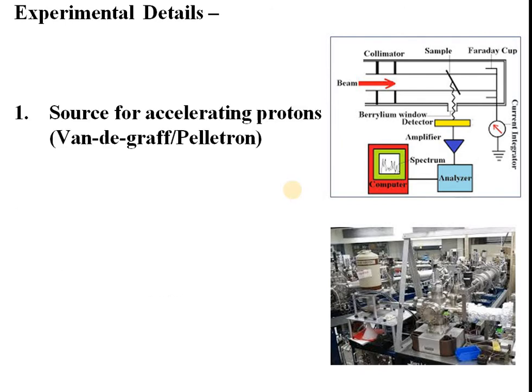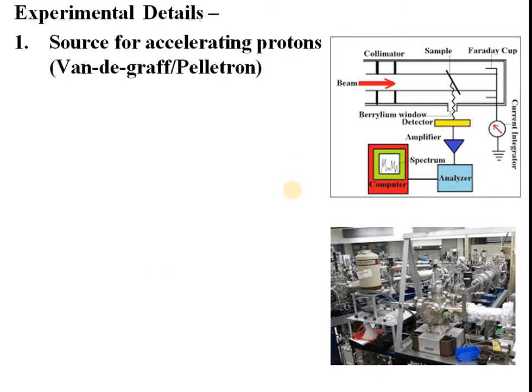Some other details are also given here. How do you get the protons? You usually get the protons from a Van de Graaff or from an accelerator. In India there are various universities which operate PIXE. So this is how the protons are entering into the chamber. The actual setup is shown in this photograph.